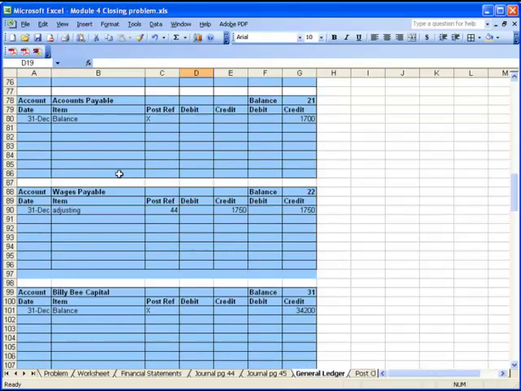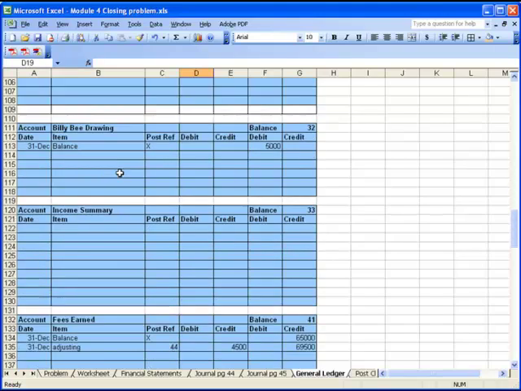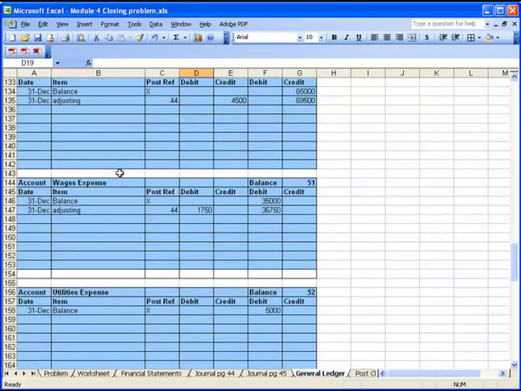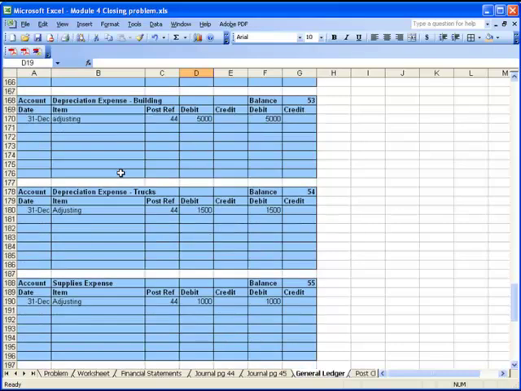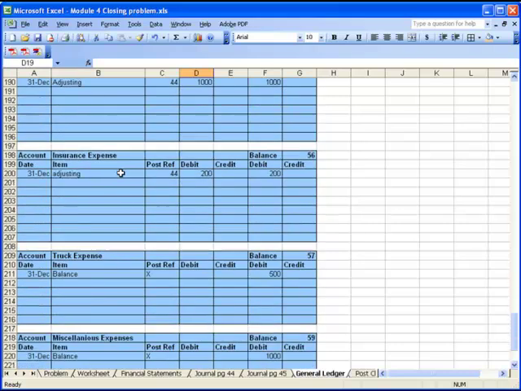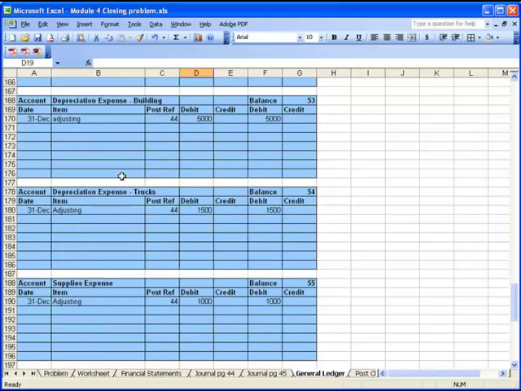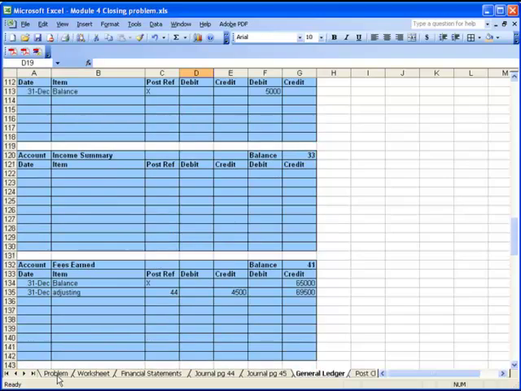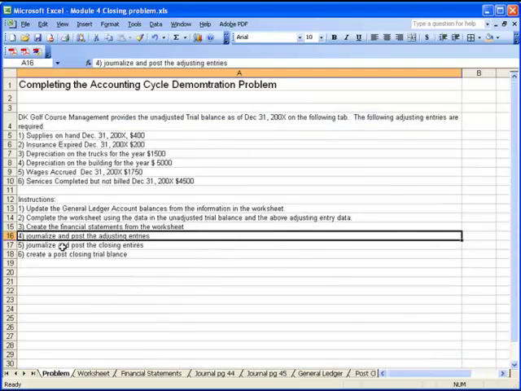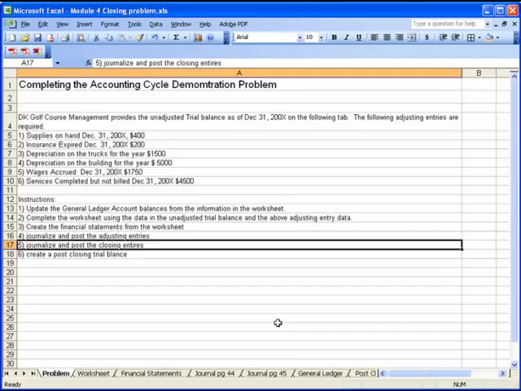And we'll just scroll through here briefly. You can see that all the ones that were affected have been updated with their new balances after the adjusting process. So now we go on to our next problem, which is to journalize and post the closing entries.